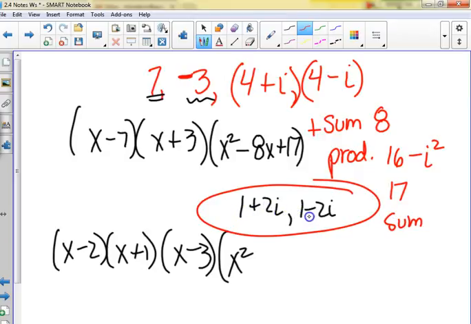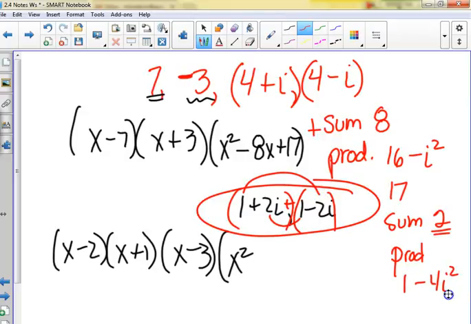1 plus 2i plus 1 minus 2i would be, okay, I'll put a little plus in there. 1 plus 2i plus 1 minus 2i would be 2. The product, okay, 1 times 1 is 1, plus 2i minus 2i is gone, minus 4i squared, which becomes 4 plus this 1 is 5. So we get x squared minus 2, the sum, plus 5.